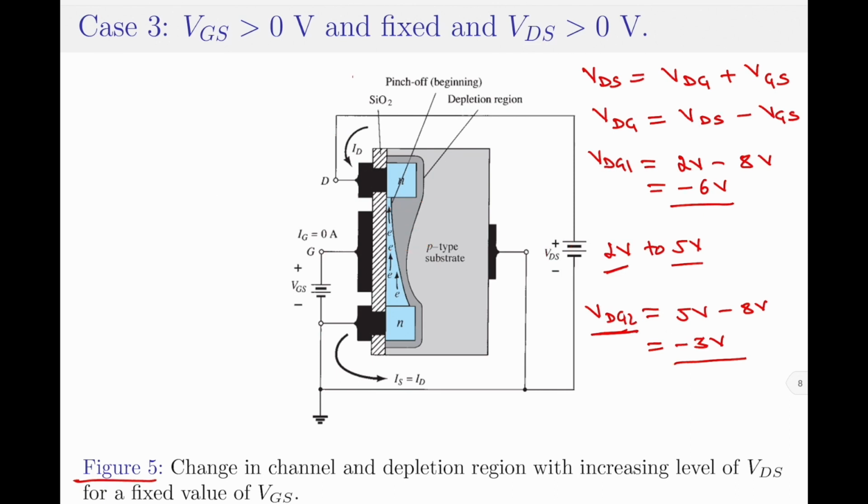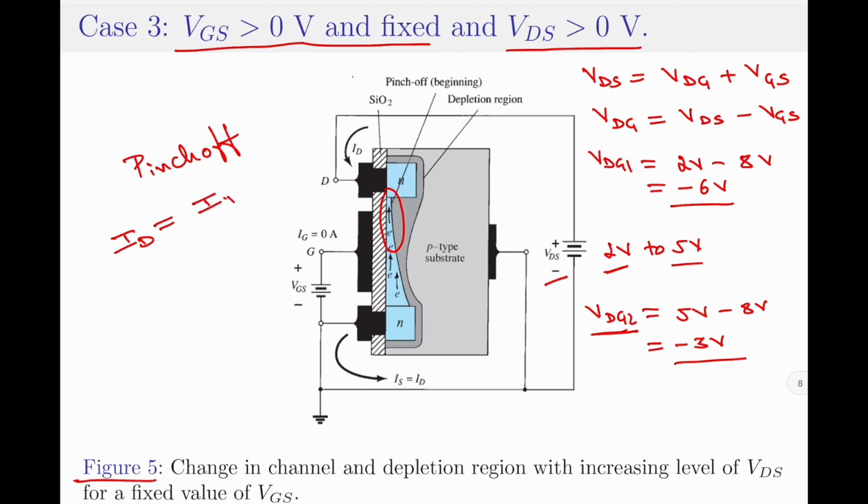So, to summarize, when VGS is greater than 0 and is a constant, and VDS is also greater than 0 and is a variable, we will find that the channel width keeps on decreasing as the value of VDS is increased until the device reaches a condition called pinch off, where it simply saturates and the value of ID under such condition is equal to the drain saturation current and is a constant.